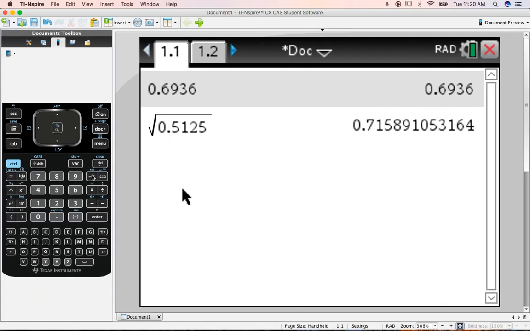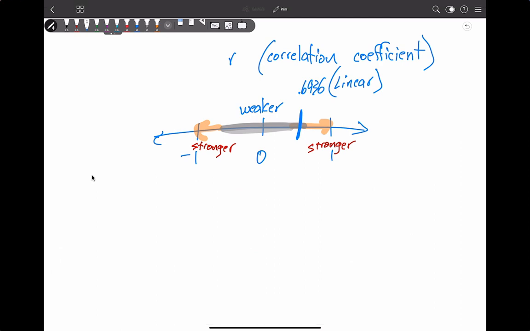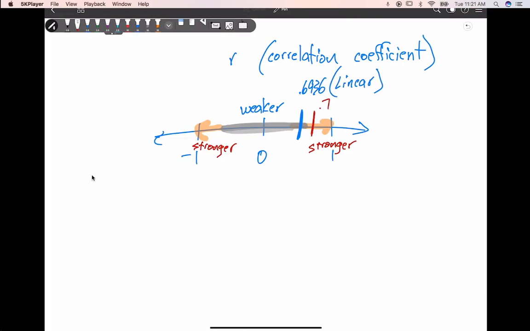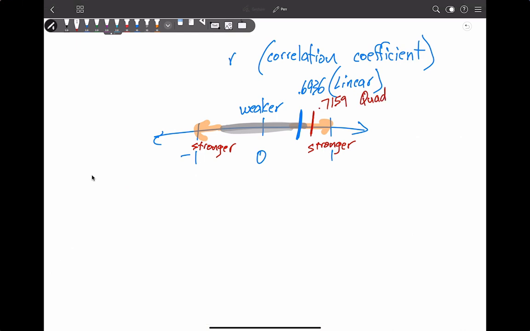And then you have 0.7158 or 0.7159, which is closer. We'll say 0.7159. And this is the quadratic, so it's stronger. So far, it looks like it's going to be quadratic.